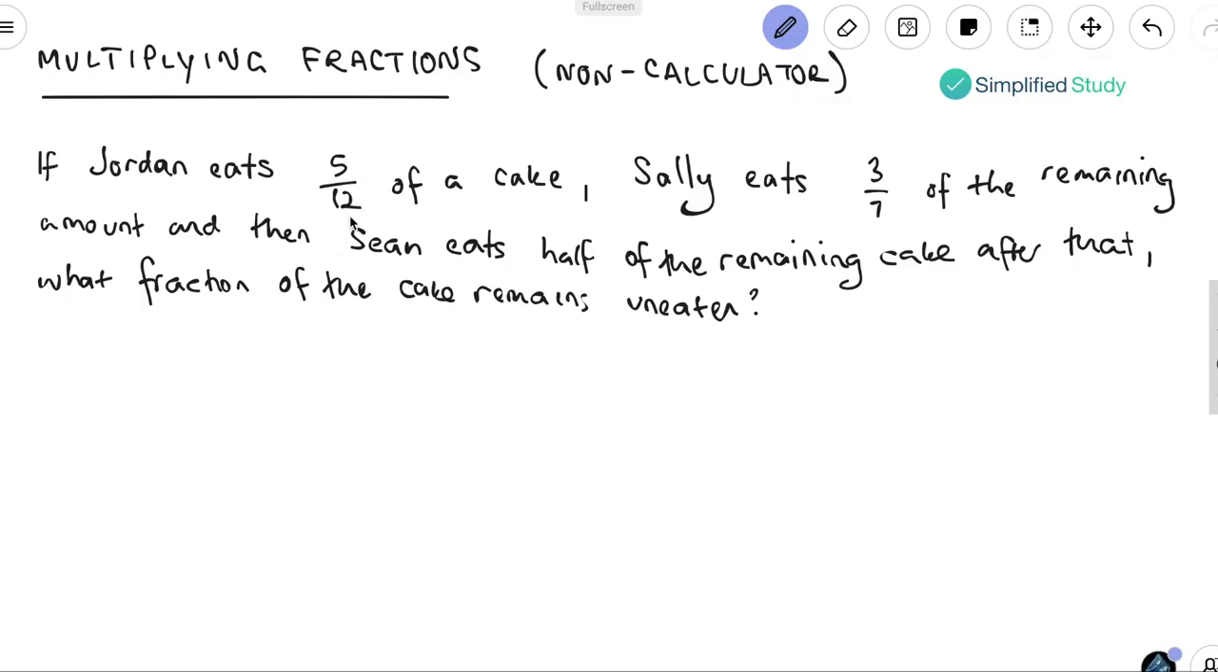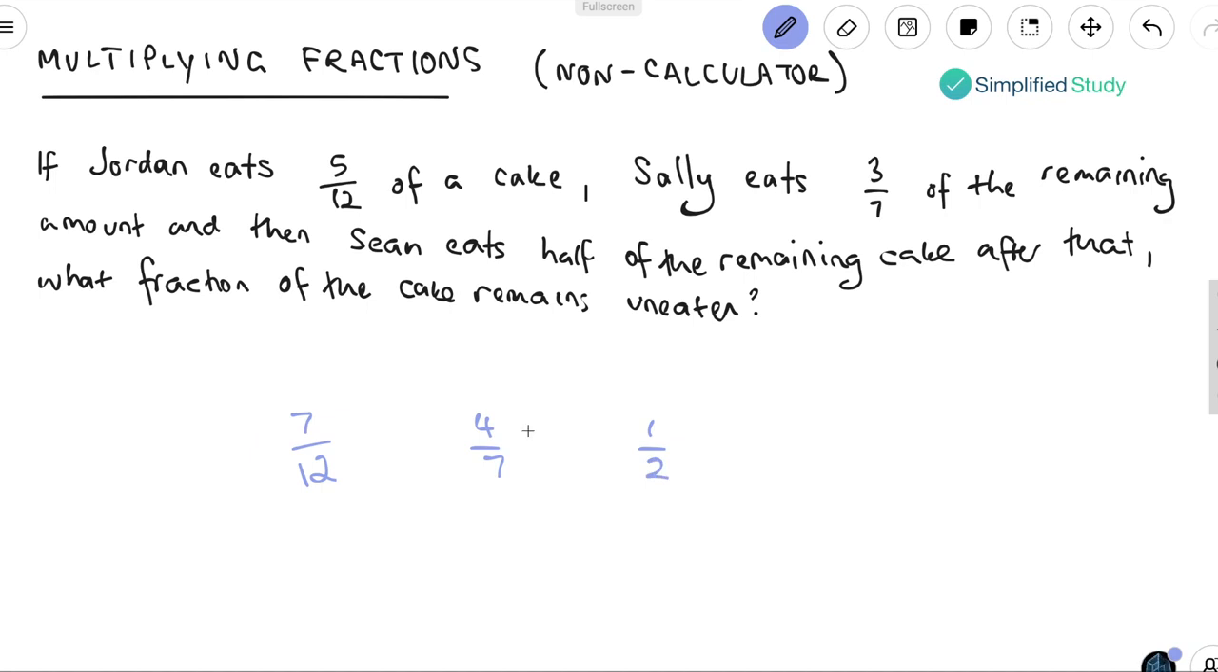So the first trick in the question is that we're dealing with what's remaining, but the fractions that we're given are what was eaten. So when Jordan eats 5/12 of the cake, that implies that the other remaining 7/12 are left behind. So we have 7/12 left. Then Sally eats 3/7 of that, meaning that she leaves behind 4/7 of that fraction. And then after that, we've got Sean, who eats half of that remaining 4/7. So he leaves behind another half as well. So his is going to be half. Now remember, these are the leftovers.